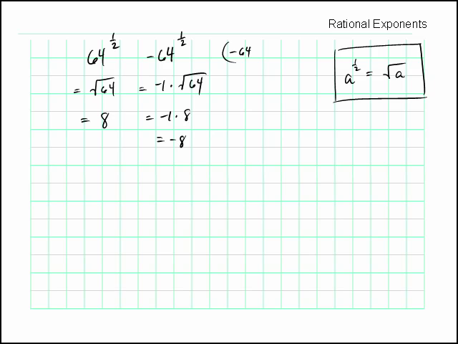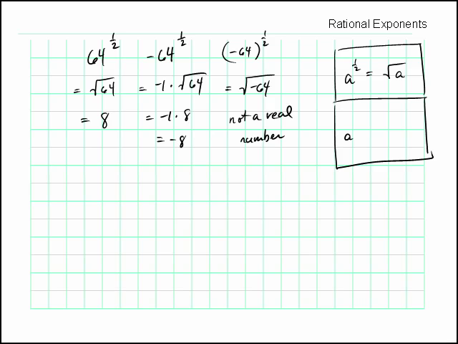Negative 64, in parentheses, to the 1/2 power. The negative sign is inside the parentheses, and so it's going to be under the square root sign. This is the square root of negative 64, and that is not a real number. Remember that we cannot take the square root or actually any even root of a negative number.